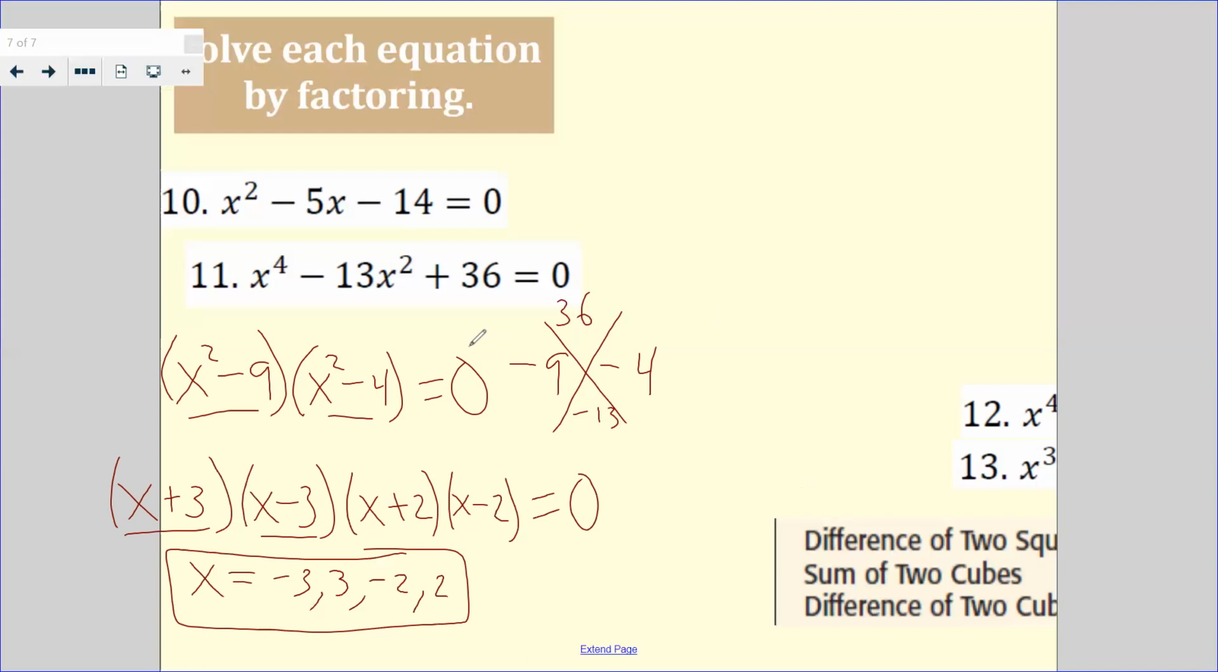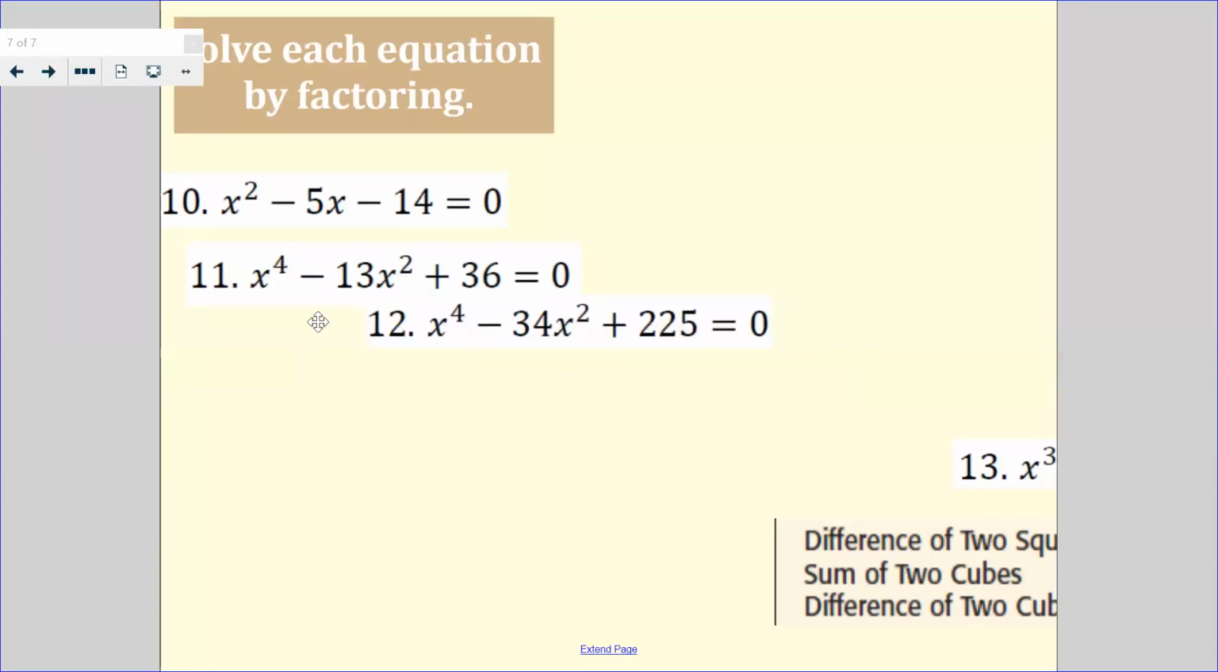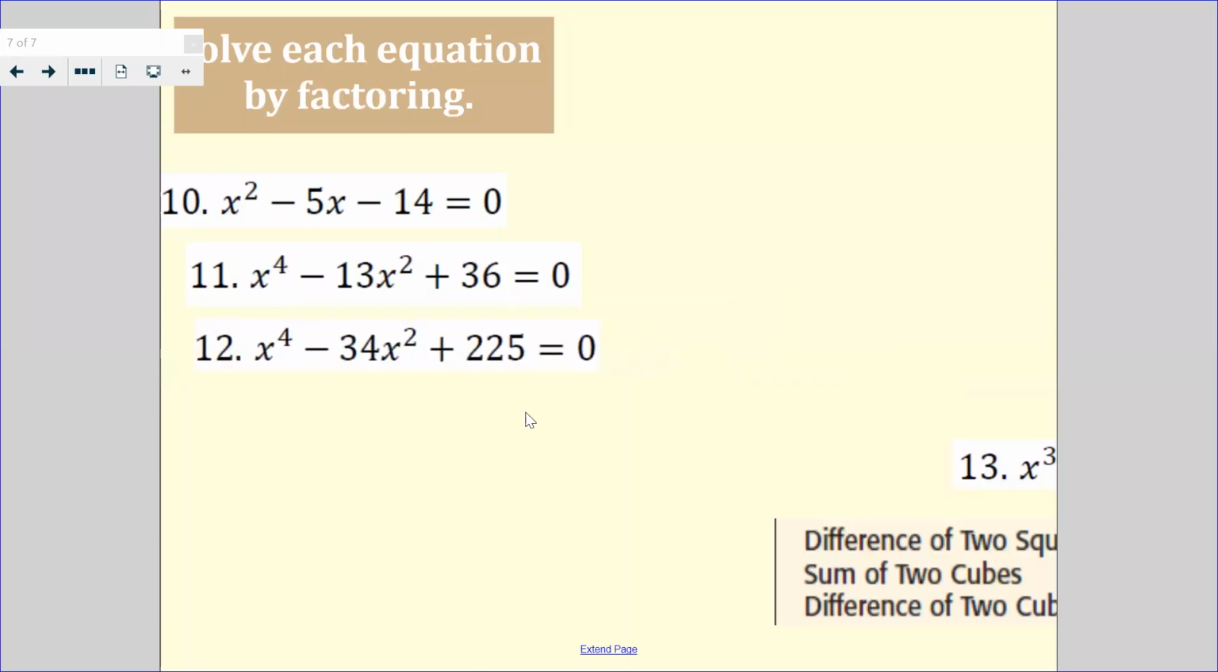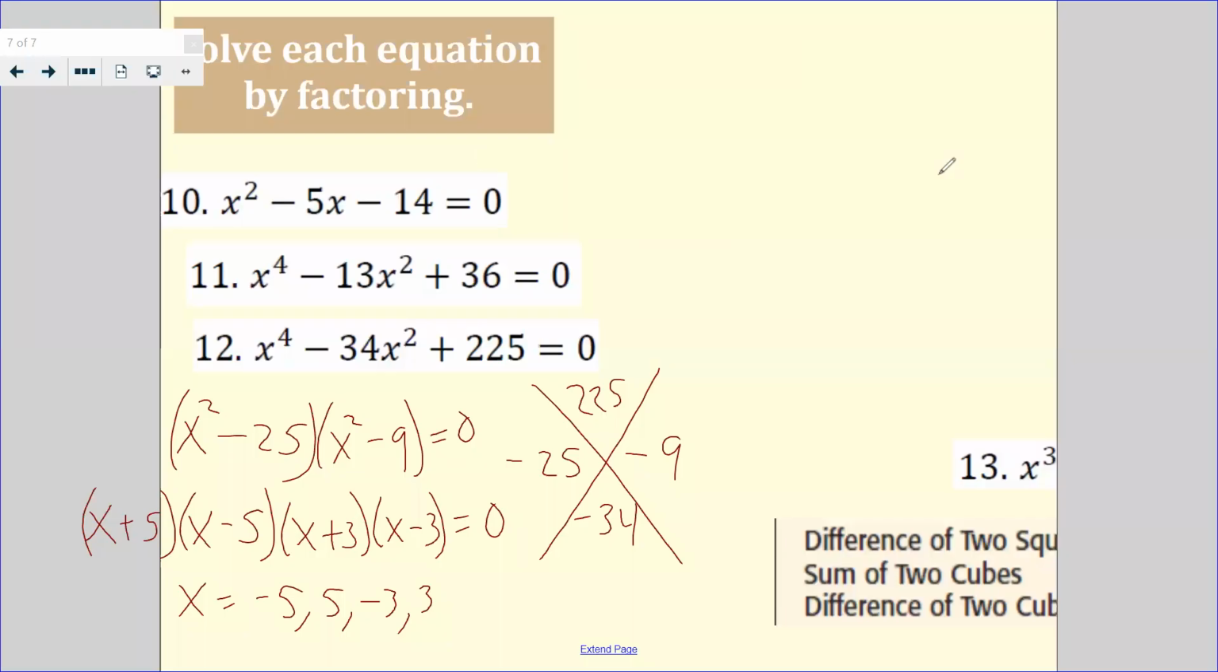Okay, I'm going to pause here again, and I want you guys to try this. This one's tough because your numbers are pretty big. So let's pause and see if you can figure it out. All right, this was a tough one, but hopefully you could figure out negative 25 times negative 9 gets me 225 and also adds to negative 34. And then I can go from there, factor to get to this step, difference of squares, and then solve. That one's a pretty nasty one.